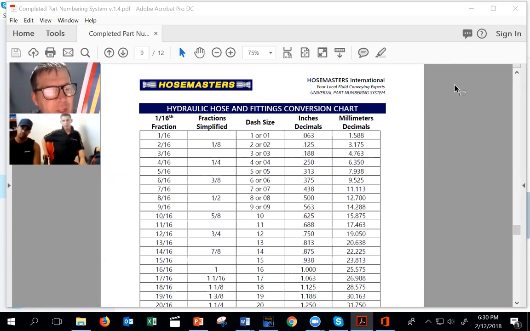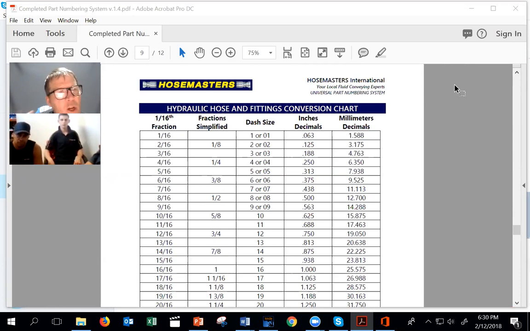How do you measure something and know that you got the correct size? You guys okay with that? Okay. Now in hydraulic hose and fittings, but in hydraulics in general, everything's measured in 1/16 of an inch. So you can see the 1/16 of an inch? So you have 1/16, 2/16, 3/16, and so on.